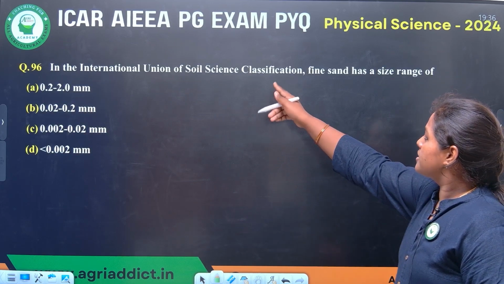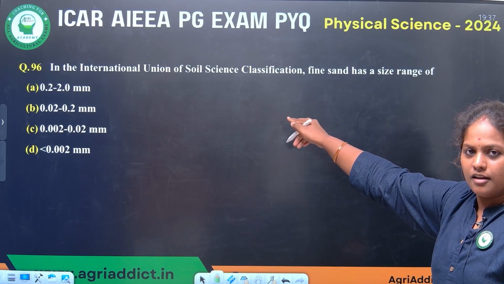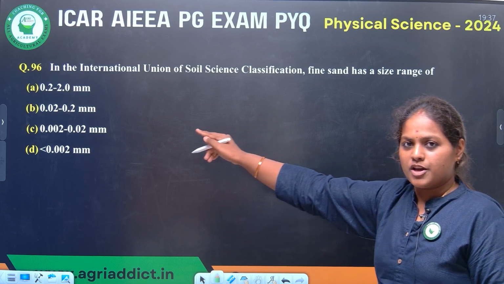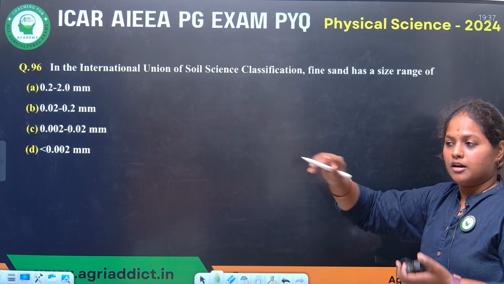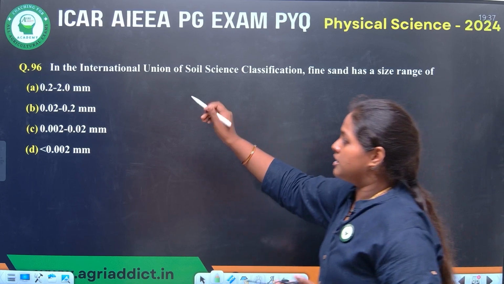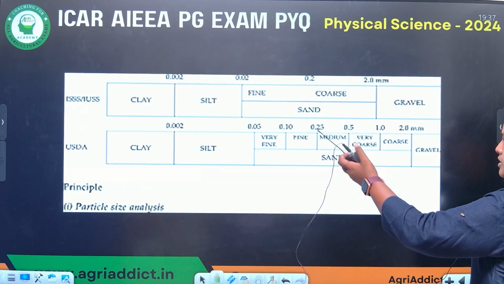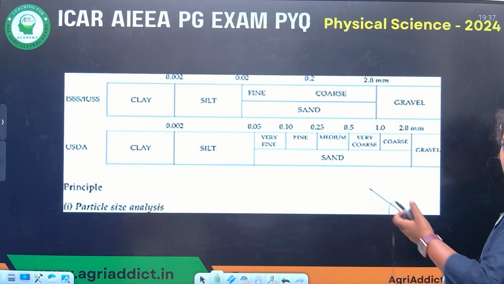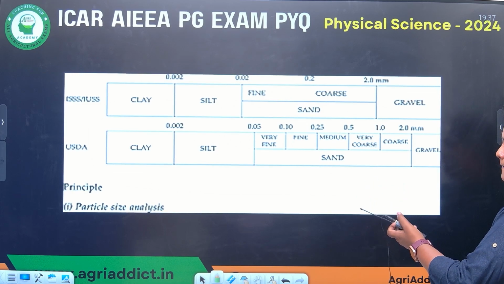In the IUSS classification, fine sand has a size range of... It is the most important classification system, IUSS and also ISSS. It will come in soil texture. Do remember the diagrams and classification tables very well. Answer is, for fine sand, 0.02 to 0.2 mm. I have given the IUSS classification here. Just go through it, revise it here if you haven't read before.